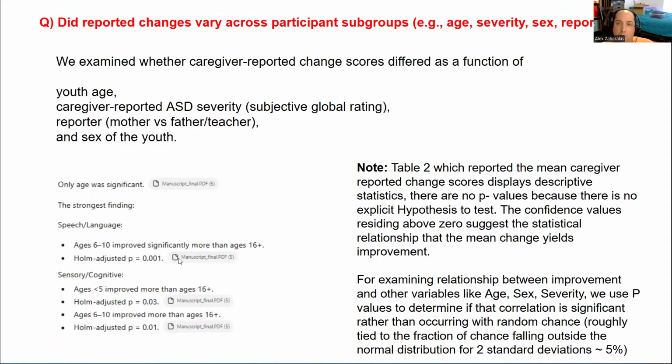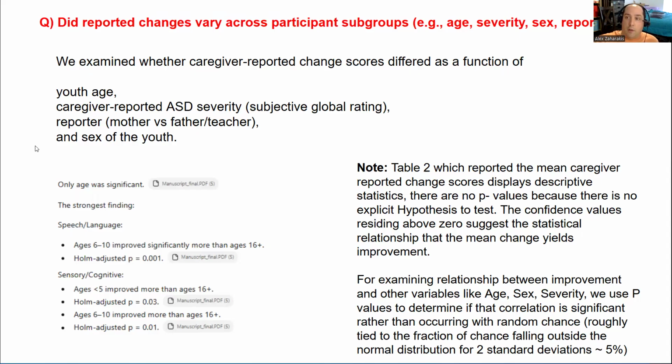Did reported changes vary across participant subgroups? Did it matter how old you were? Did it matter how severe you were? Did it matter whether you were male or female? Somewhat limited by that because most of the responses were male. Did it matter who was reporting, who was taking the data?